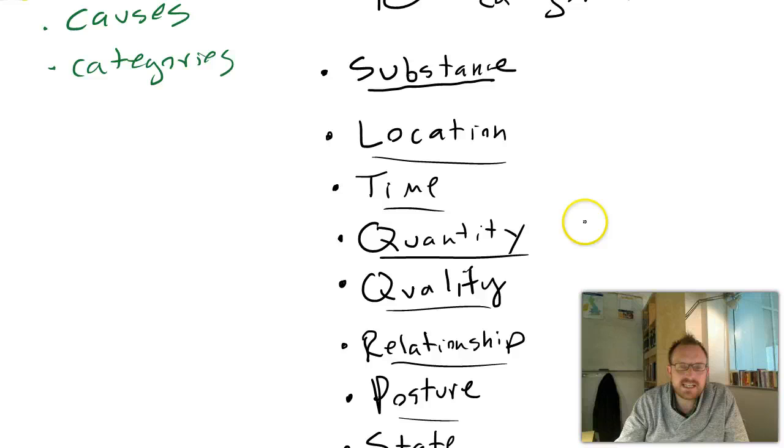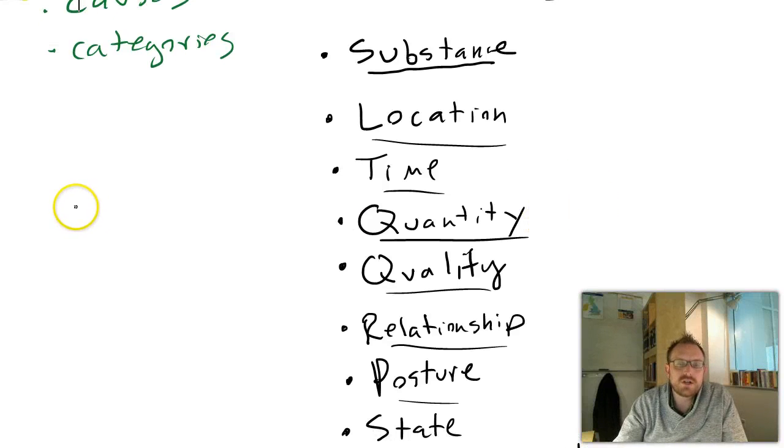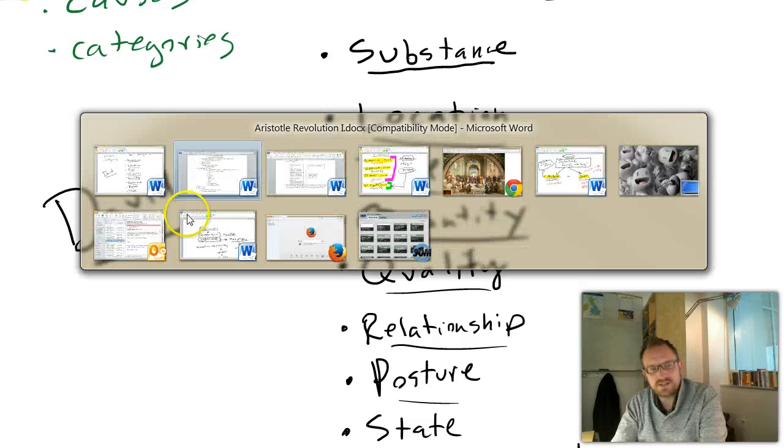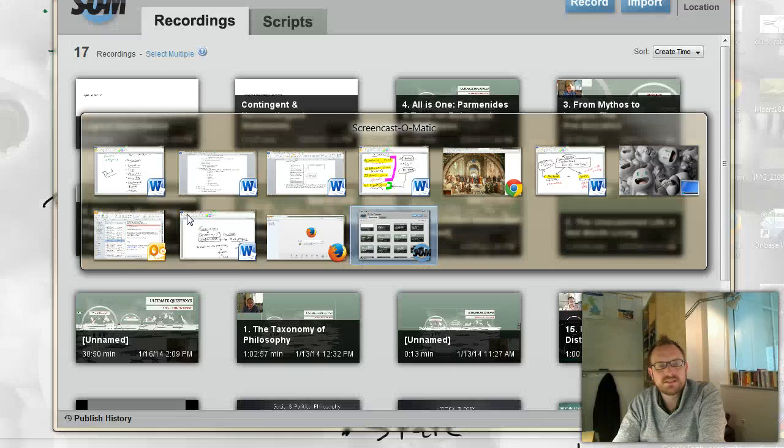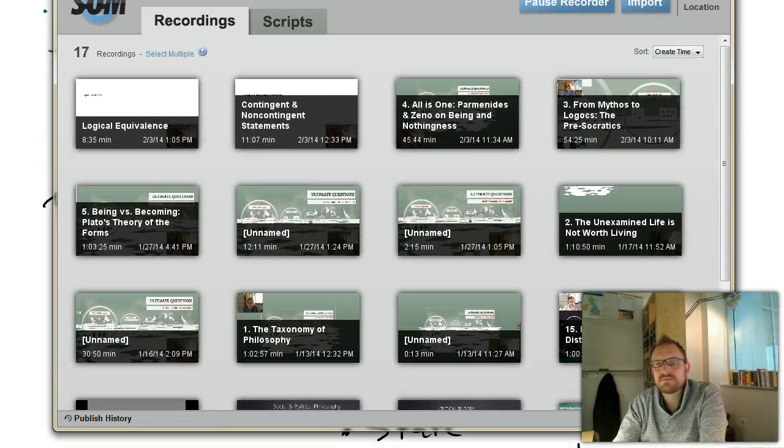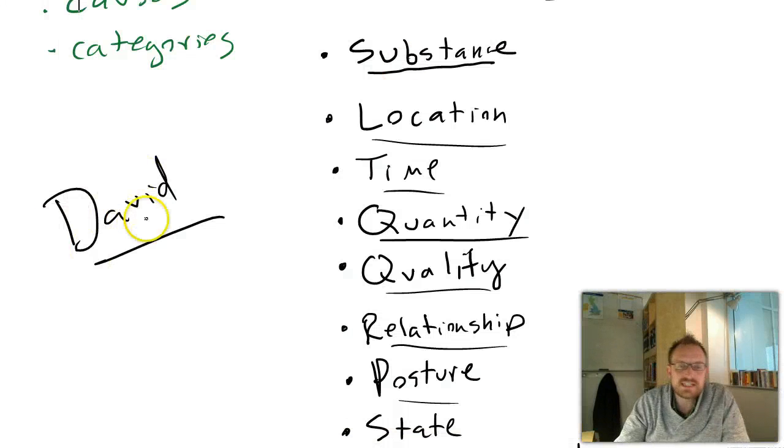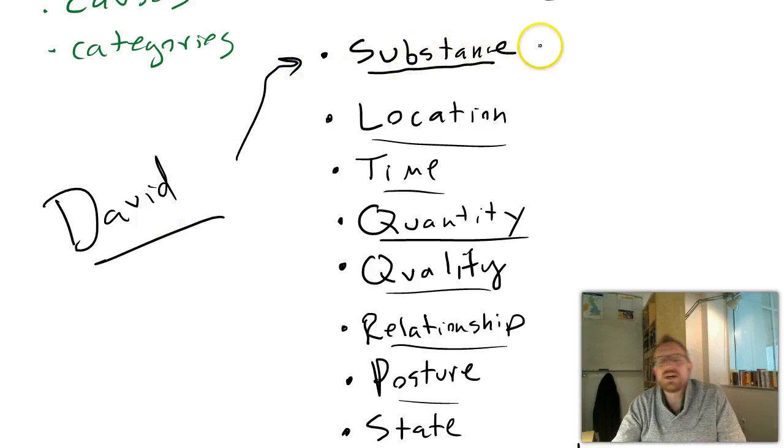Okay, so let me give you an example. Let's go to our statue of David again, to remind ourselves what it looks like. Right, let's take the statue of David. Well, what's its substance? That's when we talk about the distinction between matter and form, but essentially we could say it's a marble statue, right?